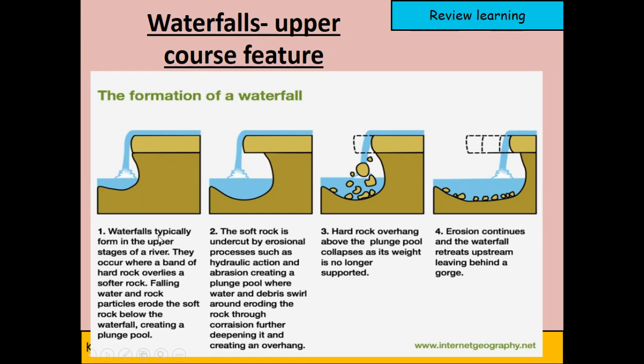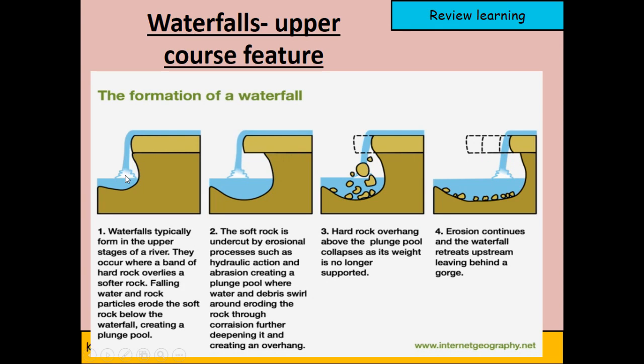Waterfalls form in the upper course. This is higher up in the mountains where you've got steep sides, so the waterfall can fall. Most of the time, you will have a band of harder rock sitting on top of a softer rock, which you can see here. The harder rock is the lighter brown and the softer rock is the darker brown. You can see the river flowing over the top here.